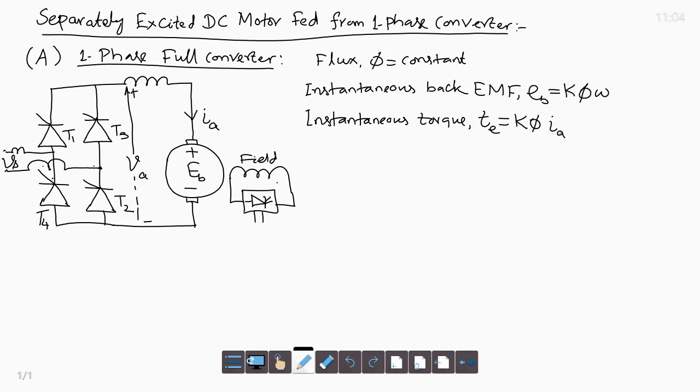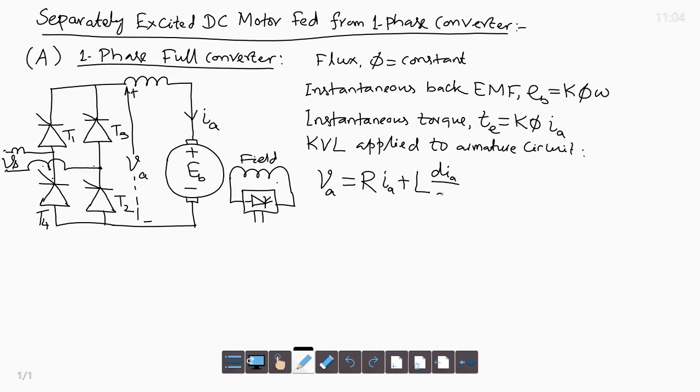And then KVL applied to the armature circuit gives the instantaneous supply voltage Va equals R into Ia plus L into dIa by dt, the inductive voltage, and back EMF. These equations are in terms of instantaneous variables. Now, these equations can be rewritten in terms of average quantities.